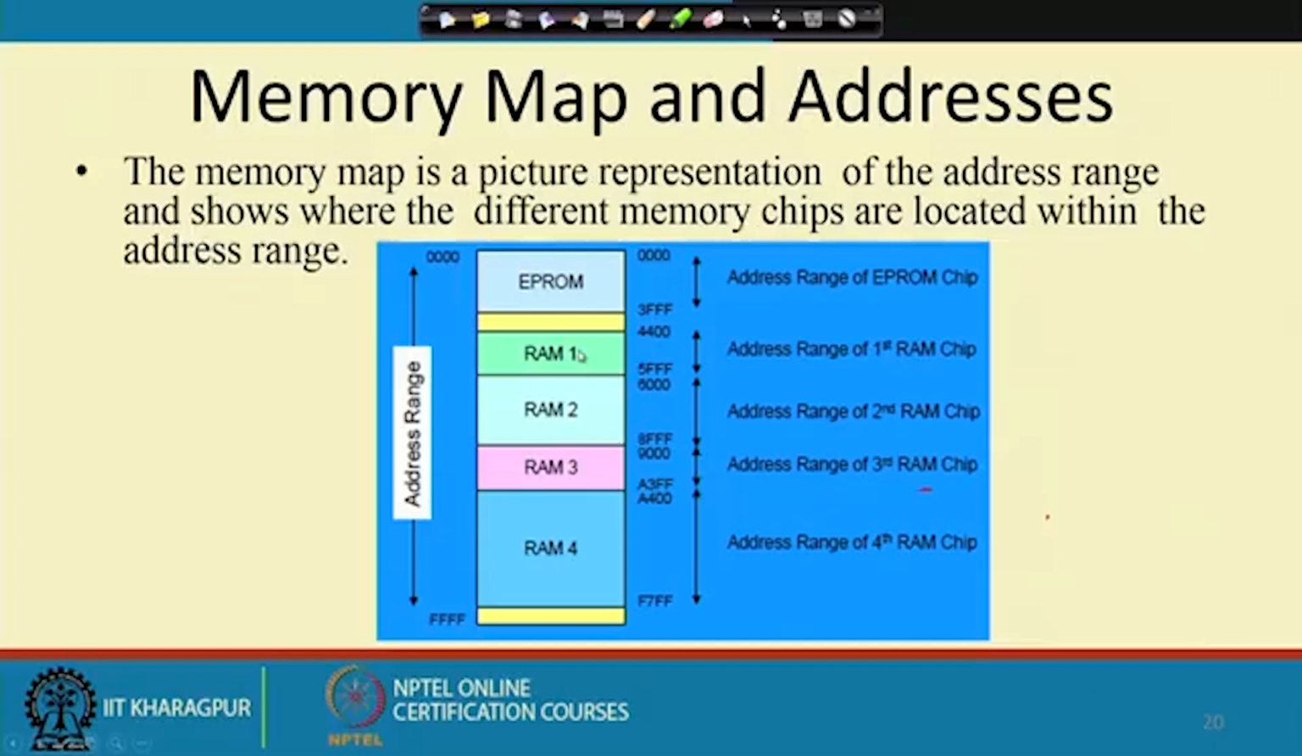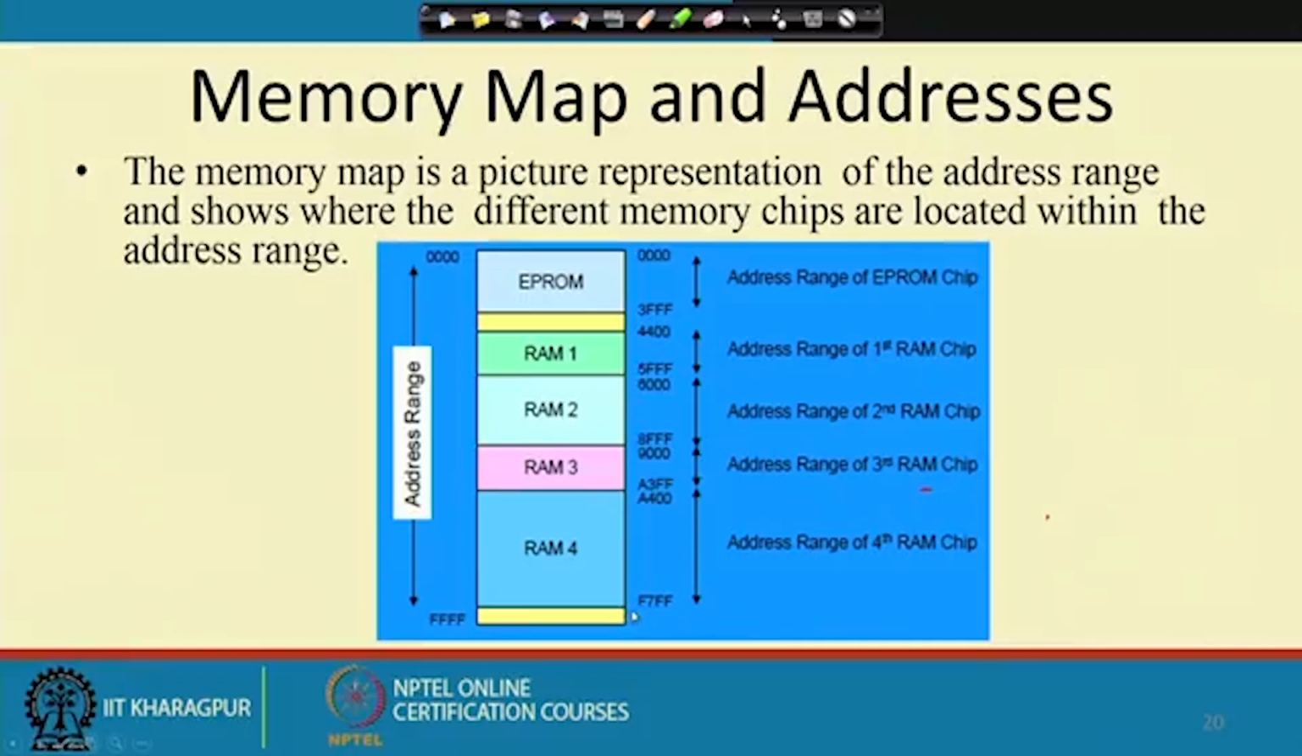So, RAM 1 is from 4400 to 5FFF, RAM 2 is from 6000 to 8FFF. That way we have got 4 RAM chips in this system. They are of different capacities and they are distributed over these address ranges. This is called the memory map of the system. If you are working with a microprocessor based system, you should know what the address space and the address map are, and of course, there are many other things that you need to know, but this is the first vital information.